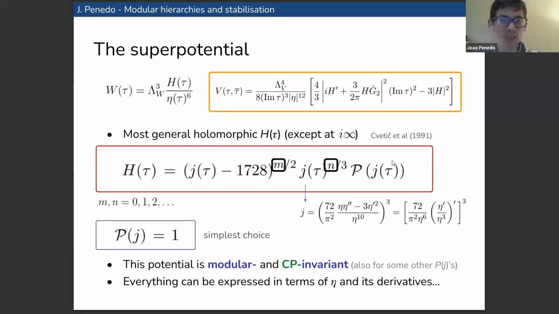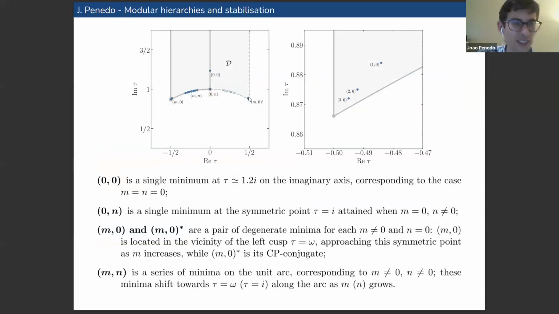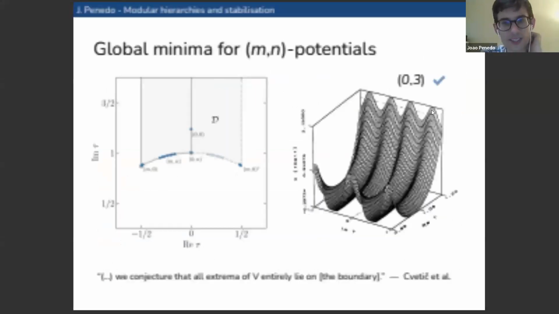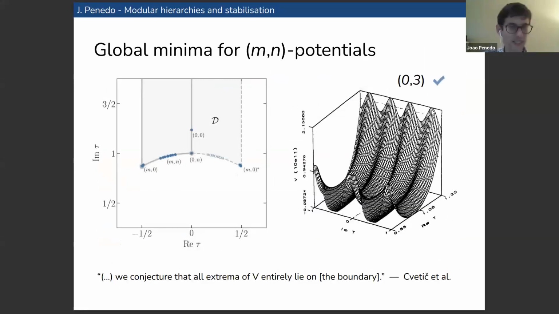So let's say you fix n to 0 and m to 1, you find just one global minimum, one pair of global minima. Sorry, let me show it here. So if m is 1 and n is 0, you find this 1, 0 dot close to the cusp and the other side of the fundamental domain. These are degenerate. And the authors of this paper in the 90s also did this analysis for the potentials, but they somehow missed this class of minima, which are not exactly on the cusp.